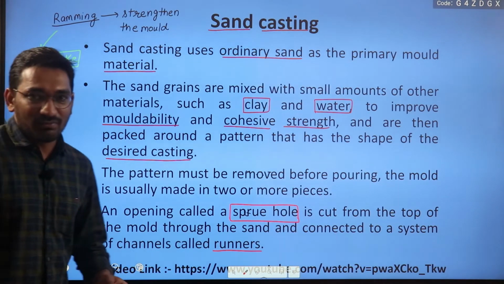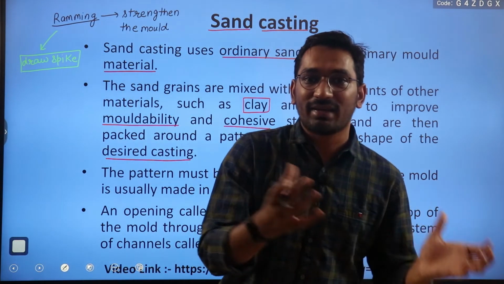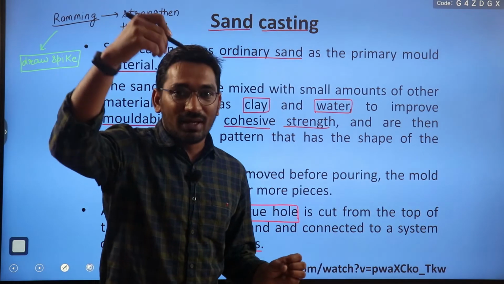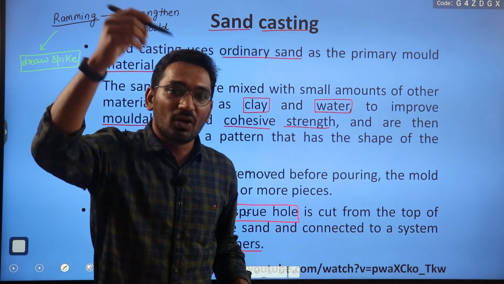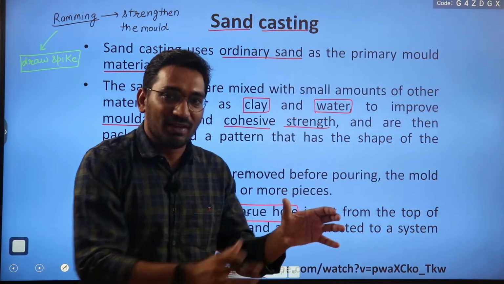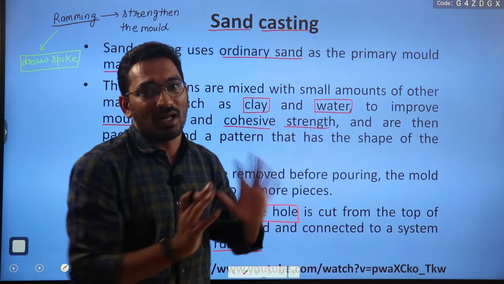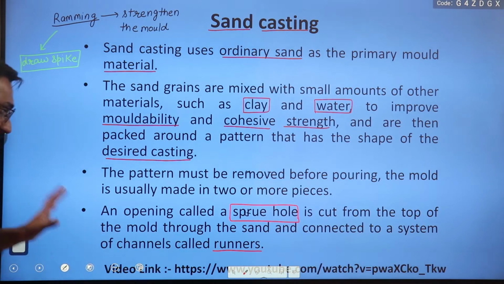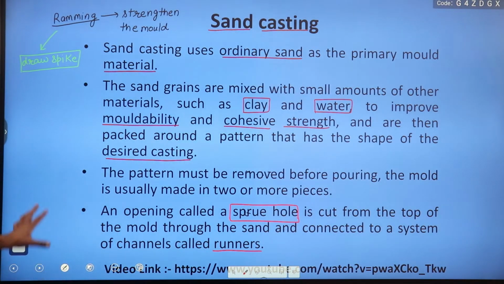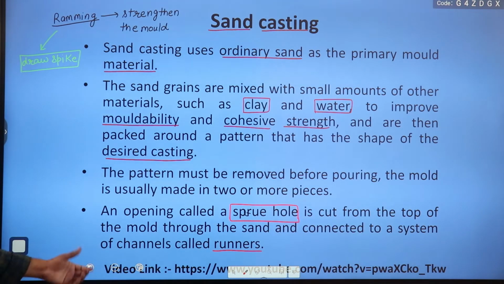Right, in the gating system we have sprue, pouring basin, runner, gate, so that we allow the molten liquid to enter into the mold cavity through the sprue and through the runner. We will discuss in detail what the sprue and the runner are. For now, just see that an opening called a sprue hole is cut from the top of the mold through the sand and connected to a system of channels called runners.